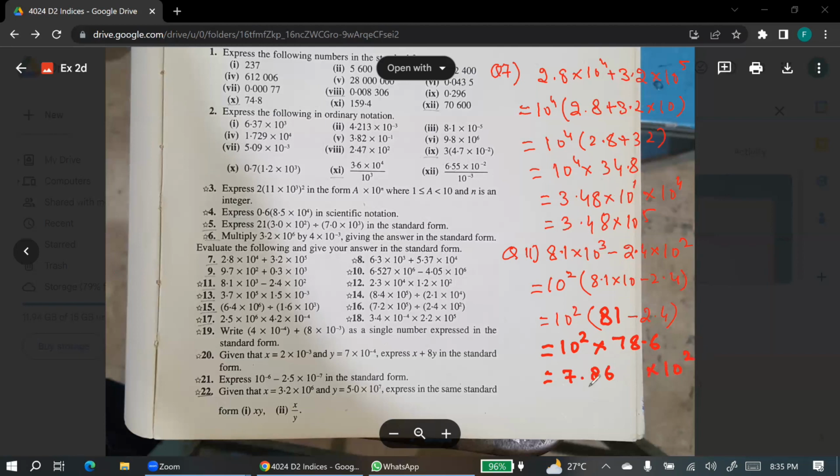With 7.86 we will have to put a positive power or negative power to make it 78.6? We will put a positive power. If the numbers become smaller, we will have to put a positive power. This one is the final answer. Please take a snapshot.